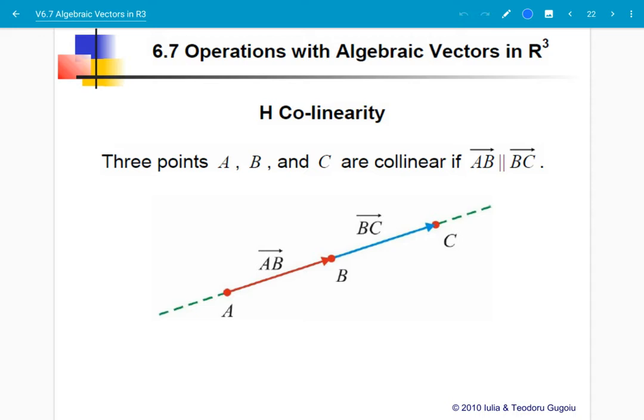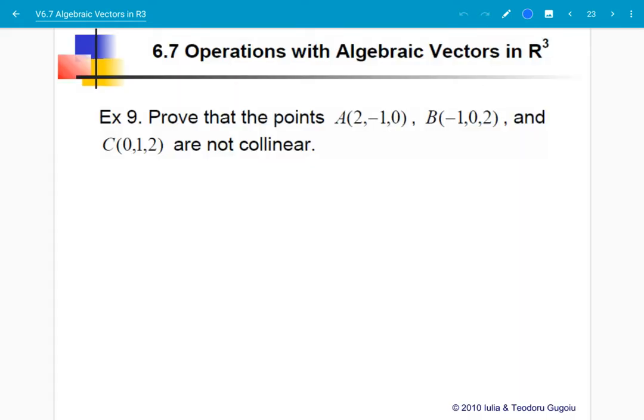The way they've got it shown here is that B is the common point, but it doesn't have to be. It could be AB parallel to AC. That would be sufficient. Or, let's see, AC parallel to BC. That would be sufficient to show collinear points as well. There has to be a common point, and the vectors have to be parallel, and then the three points are collinear.